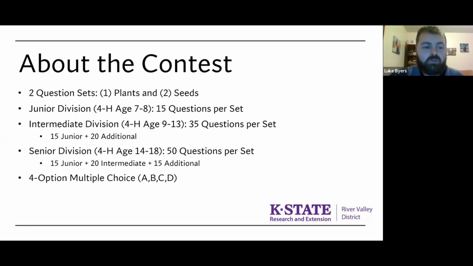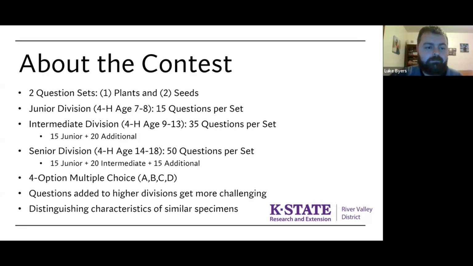Each of the questions is multiple choice. There's 4 options, A, B, C, and D. And as you progress throughout the divisions, the question sets get more challenging. So the easier questions are going to be in the junior division, but as you go up to intermediate and senior, the questions get harder and harder. And some of those questions will involve distinguishing characteristics of similar specimens. So for example, some people might look at wheat and rye and say that they're very similar, but someone in the intermediate and senior divisions might be required to identify the differences between them.